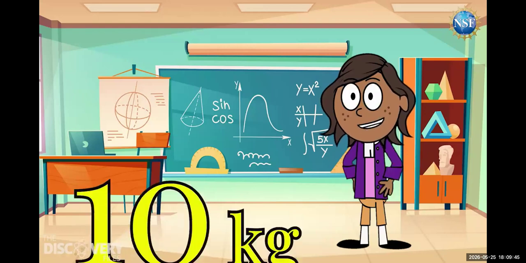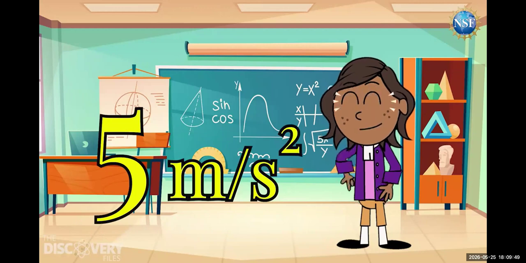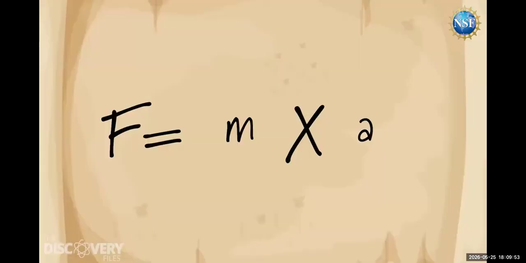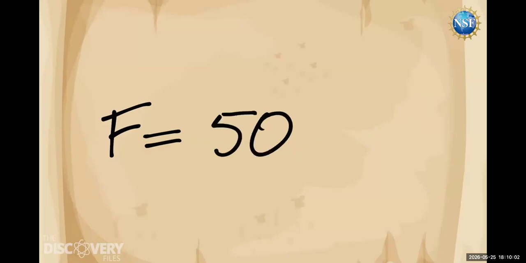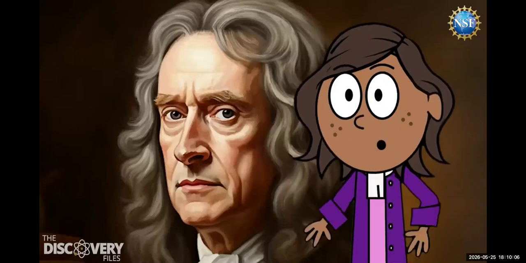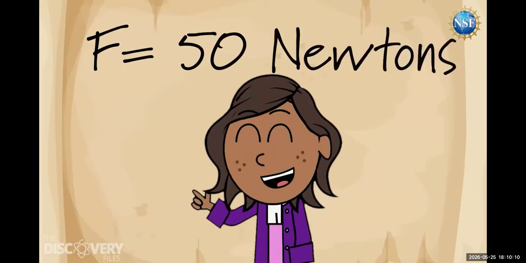So, if a rock weighs 10 kilograms and you accelerate it at 5 meters per second squared by throwing it, how much force is needed? If 10 kilograms is the mass and the acceleration is 5 meters per second squared, that is 10 times 5, which is 50. And because Sir Isaac figured out the laws of motion, we call the force a newton. Indeed. So the answer is 50 newtons of force.